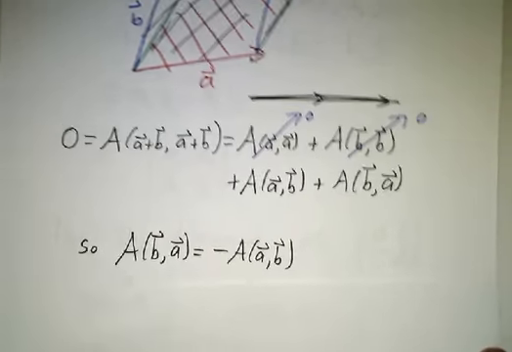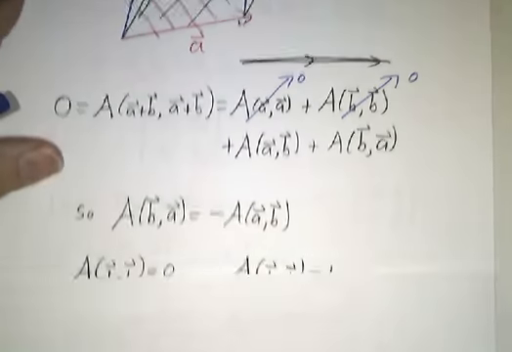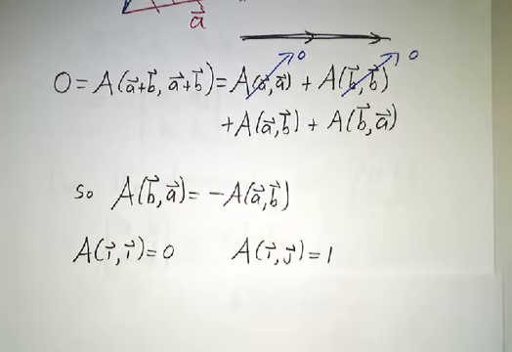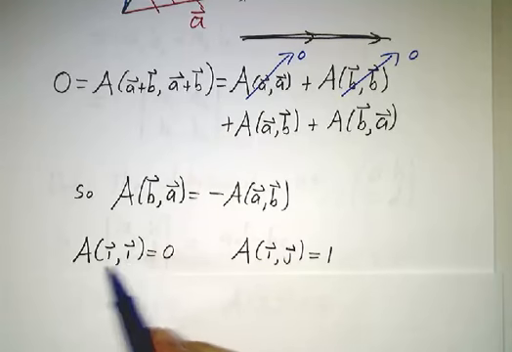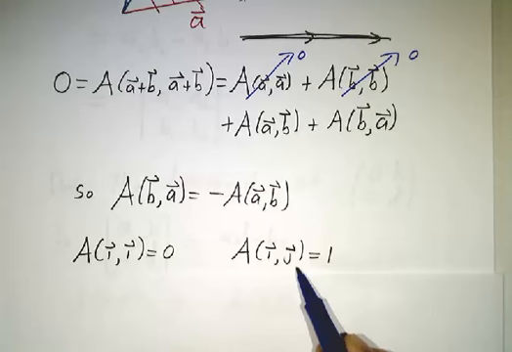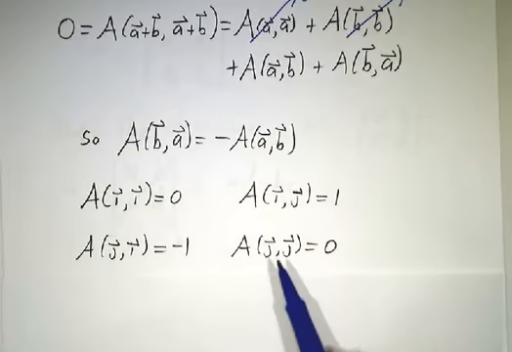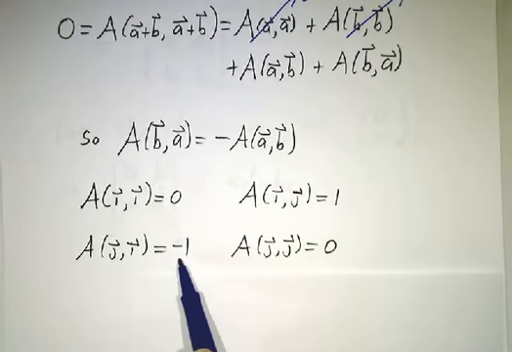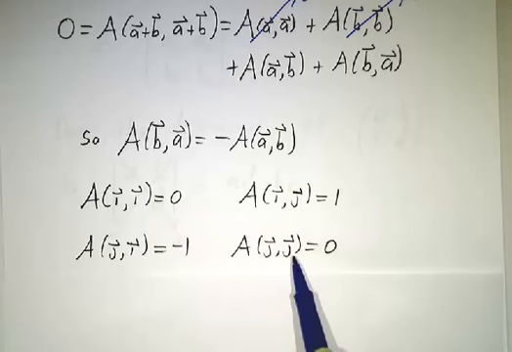So now we can apply this to our standard coordinate vectors. If you feed it i twice, you've got to get 0. If I feed it i and then j, well, that just gives you the unit square. So that has an area of 1. But that means that if you feed it j and then i, you have to get negative 1. And j and then j, you have to get 0.